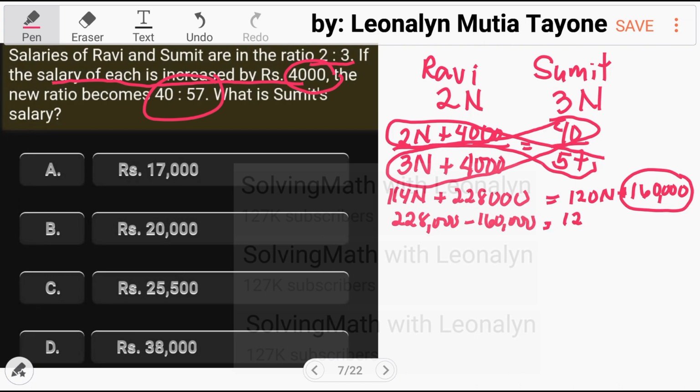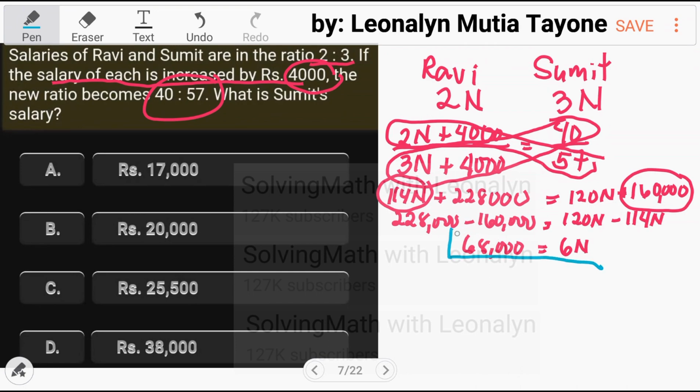Tapos, i-keep natin si 120n minus. Itong 114n, since pang add siya dyan, pang minus na siya kapag ma-transfer na siya. Now, 120n minus 114n, and that is equals to 6n. 228,000 minus 160,000, that is equals to 68,000. Ngayon, obserbahan nyo ito.